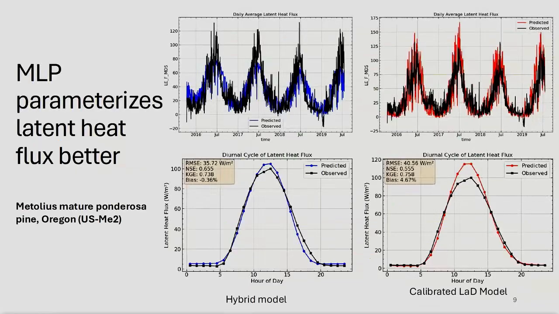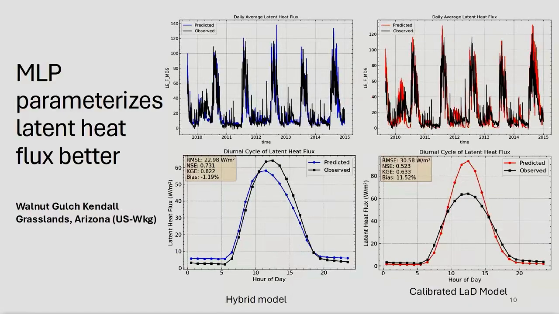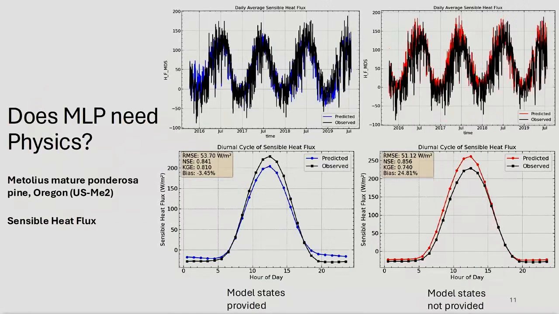So the first thing we observe is that our MLP parameterizes latent heat flux better, especially in the diurnal cycle at the bottom. You can kind of see that the hybrid model has reduced this bias at the top. And also in the next site in Arizona, you can see that the hybrid model is doing significantly better than our calibrated physics-based model, which we expected.